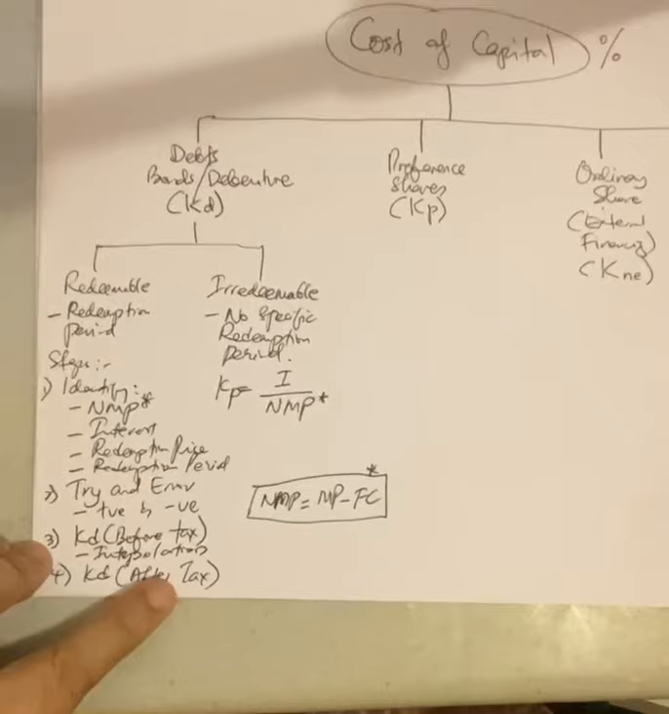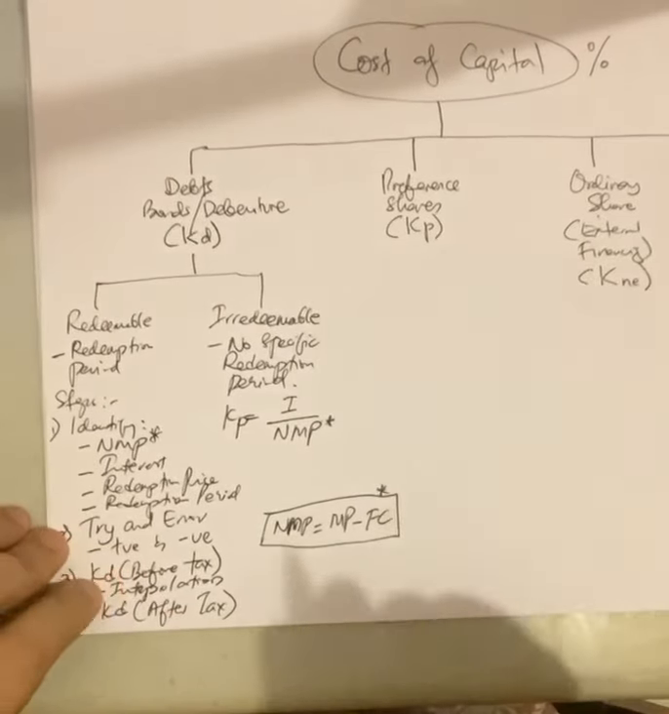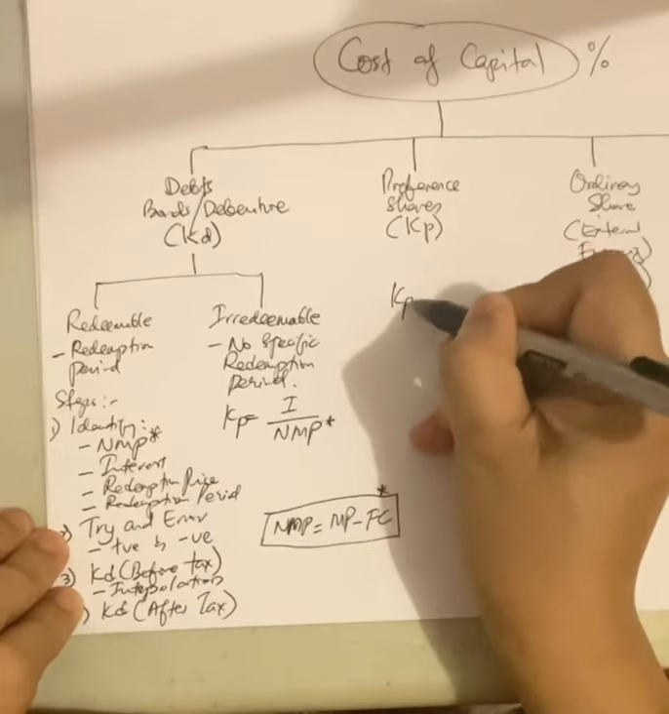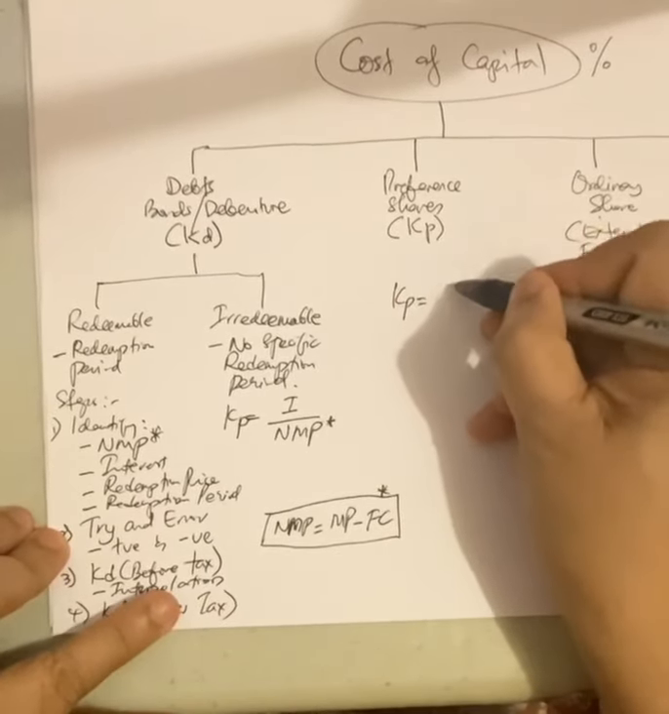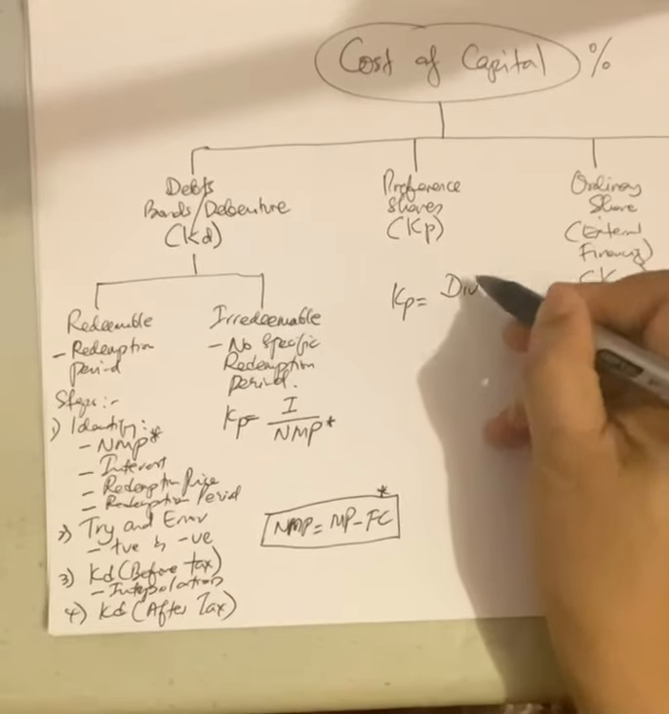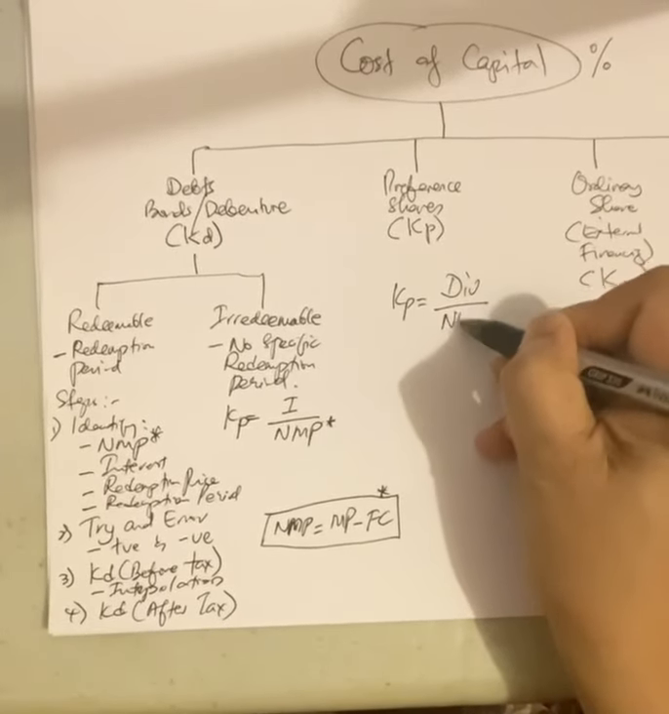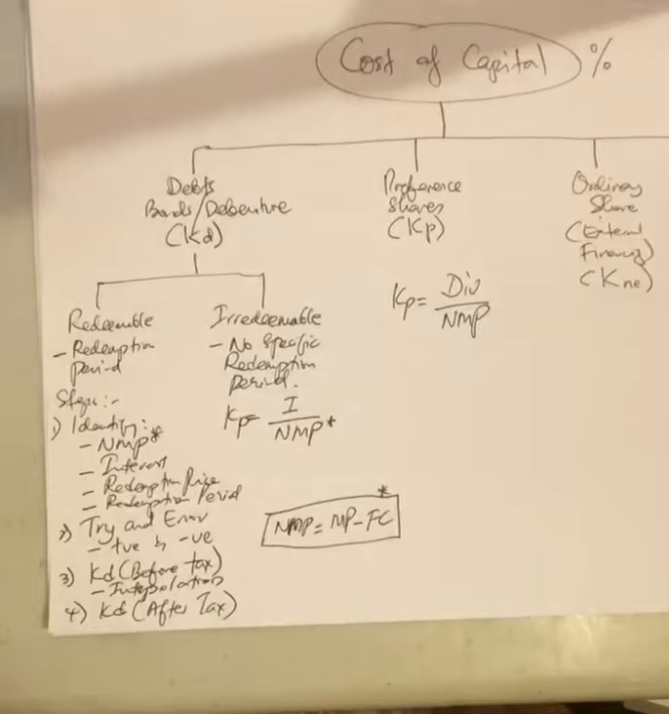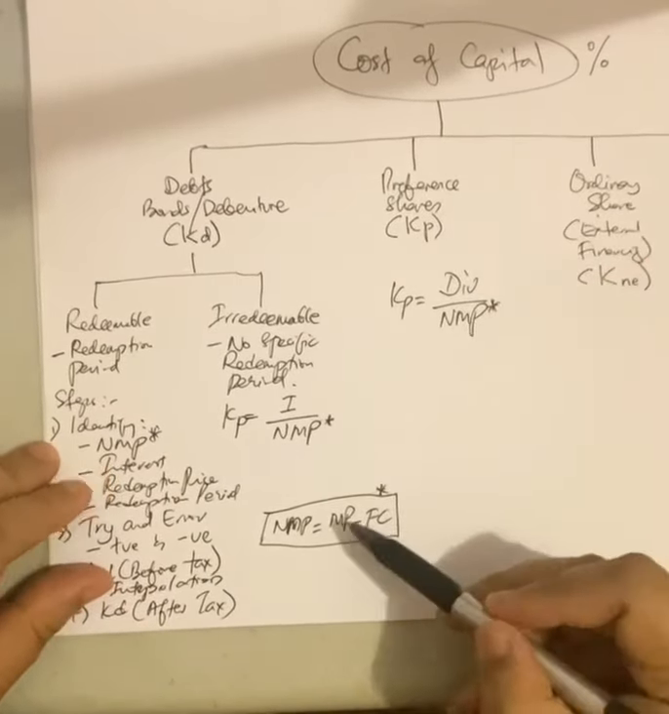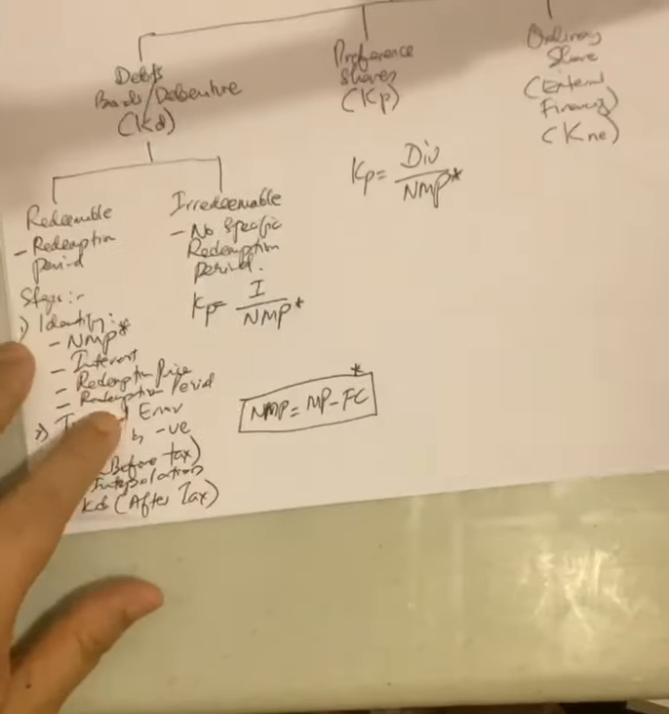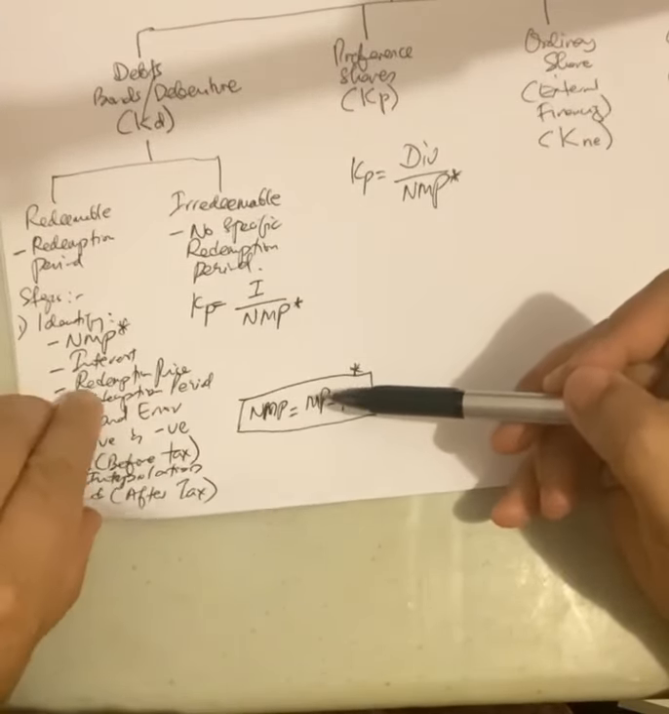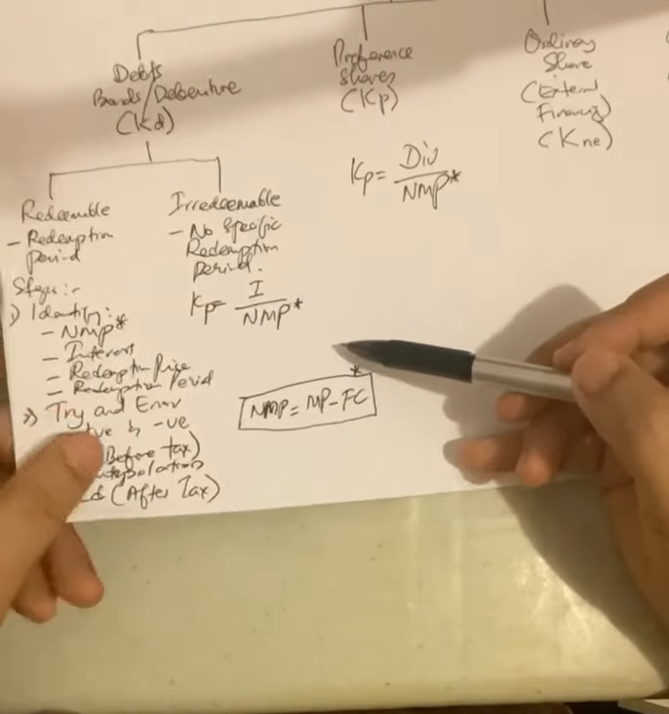And then next is the preference shares. So this is also very simple. The formula for KP is the dividend divided by the net market price. This is also using the same formula to determine the value of the net market price.